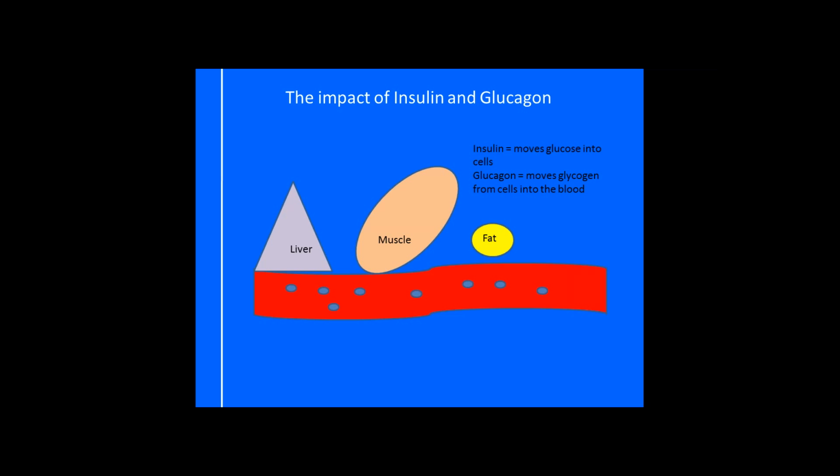Now, when glucose is stored, either in our liver, muscle, or fat, those are the 3 places we can store it, any of those cells, it becomes something called glycogen. Not glucagon, glycogen. Glycogen when it's stored, glucose when it's floating.